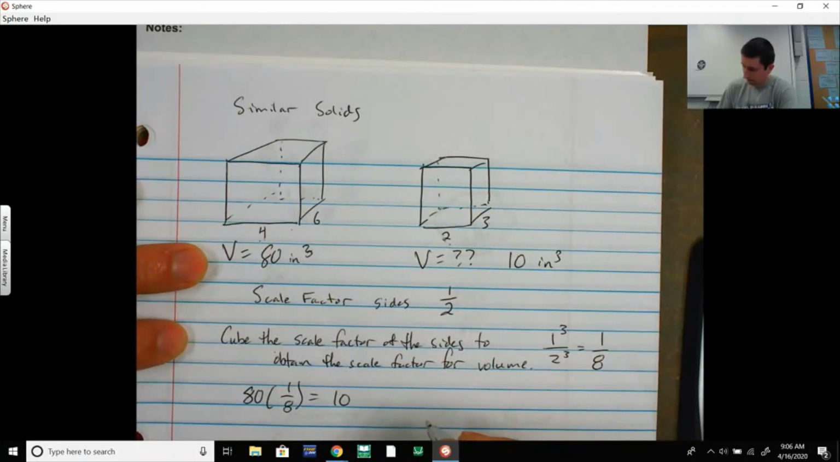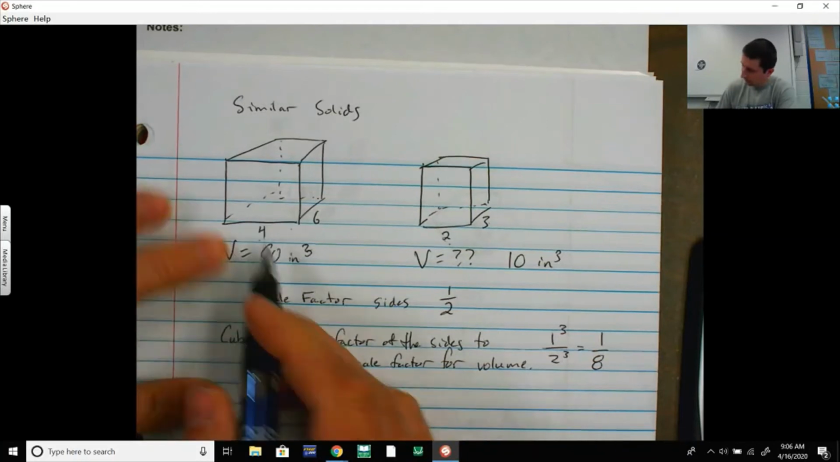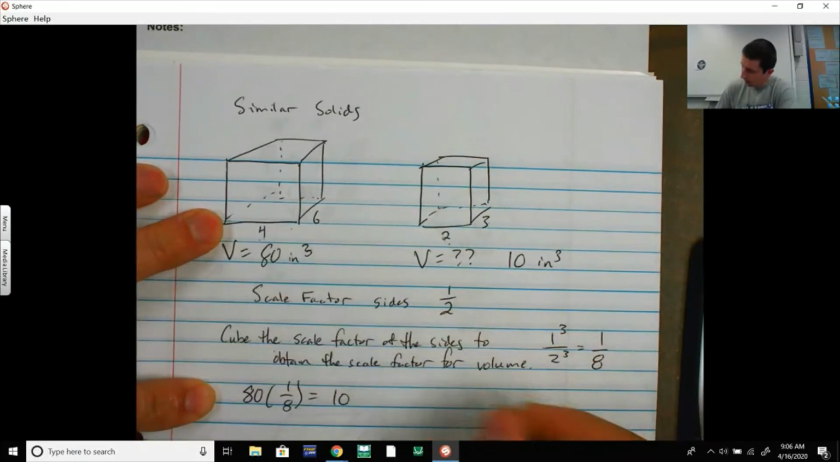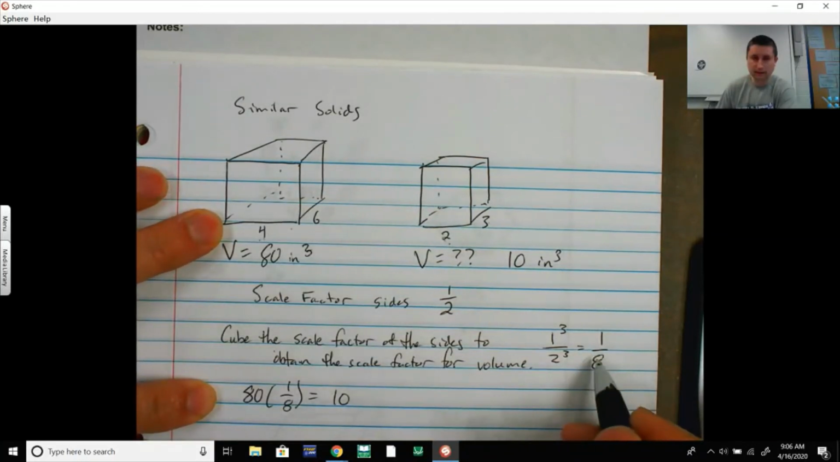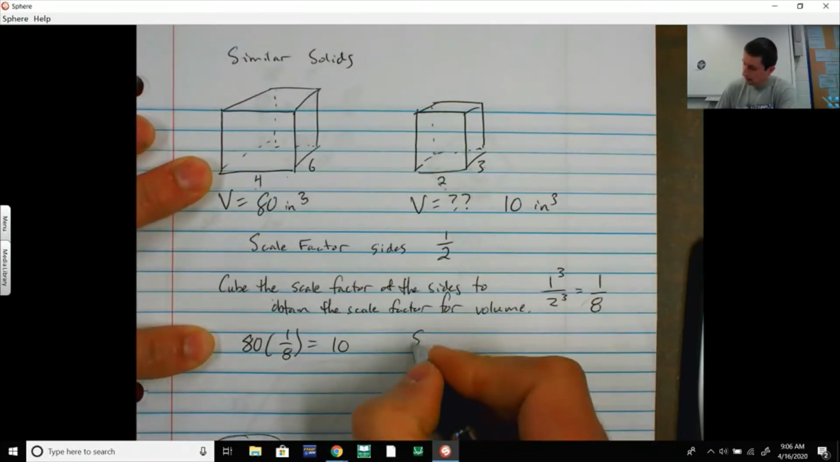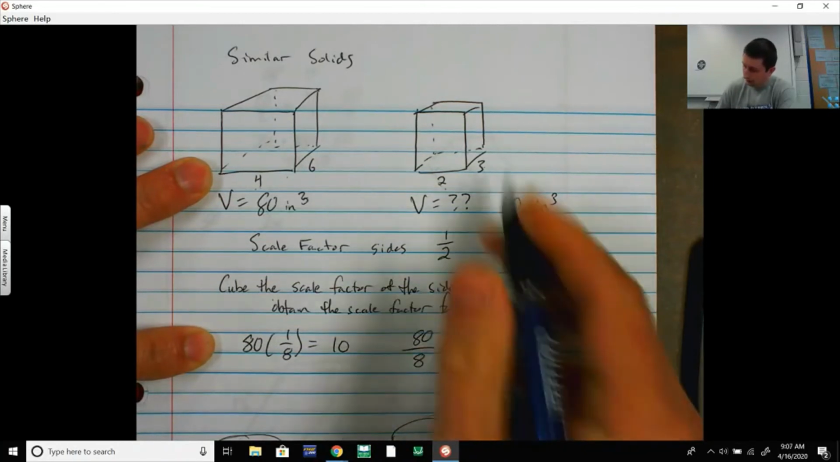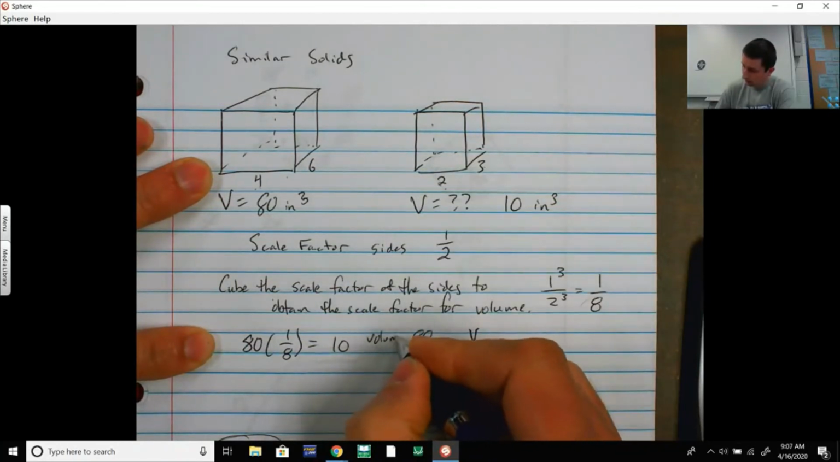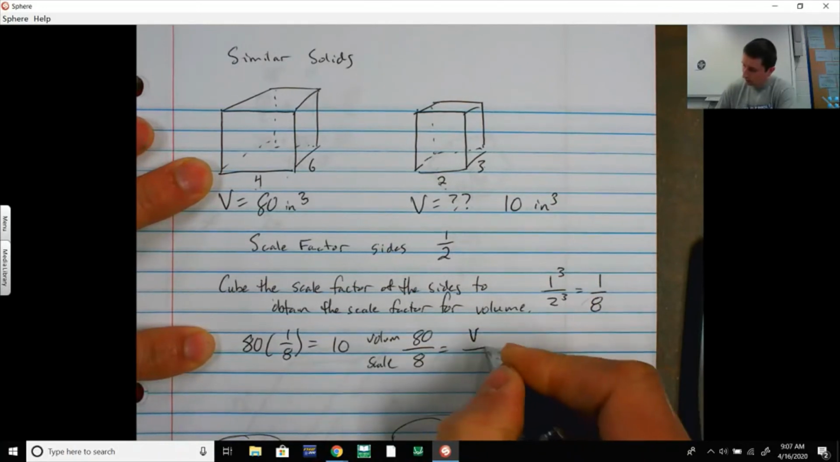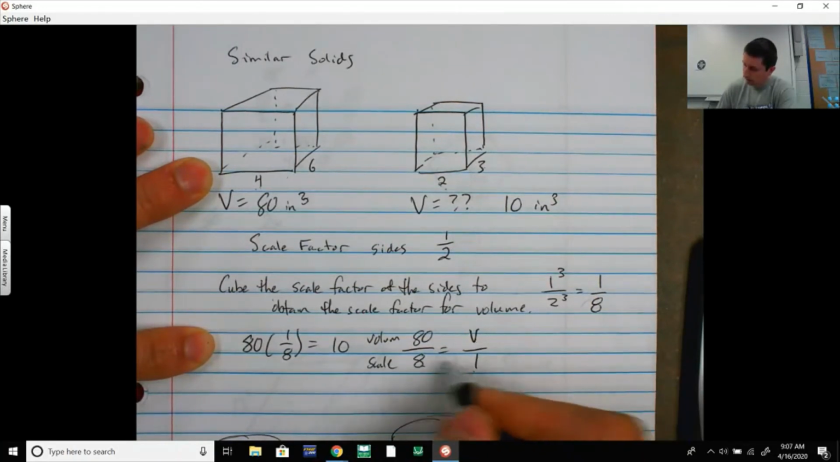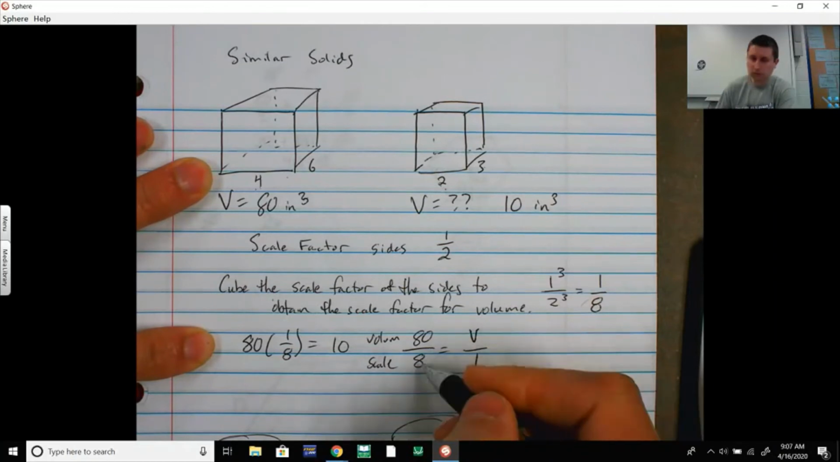Okay? Because what you're doing here is, if we set this up correctly, the 80 corresponds to the bigger number because it's the bigger shape. So 80 from the shape over a scale factor of 8 has to equal V, the volume of that. So we have volumes here, we have the scale factor here, over 1. So there's your 1/8. The 1 went under the smaller shape, the 8 went under the bigger shape.